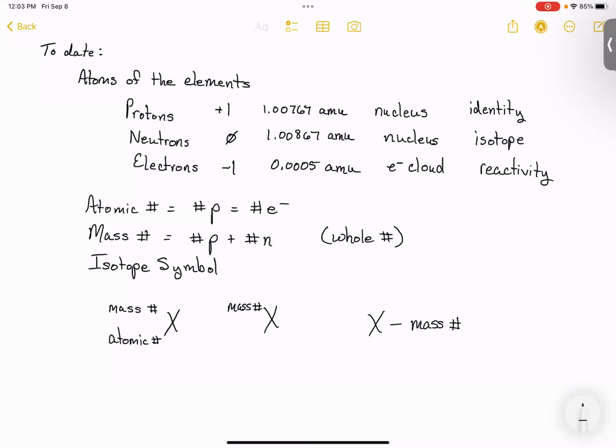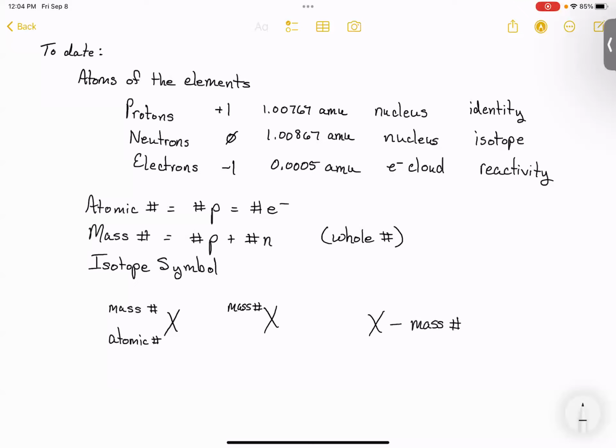Then you have your electrons. The electrons are a negative one charged subatomic particle. The electrons themselves have relatively little mass. They weigh in at around 0.00055 AMUs. They are found in the electron cloud. And the electrons are what is responsible for an element's reactivity. When we start making compounds, it's going to be the electrons that are going to be shared or the electrons that are going to be transferred in the process.